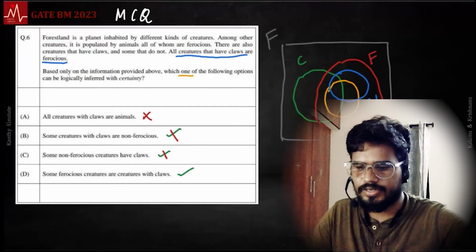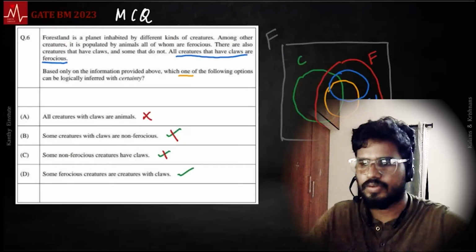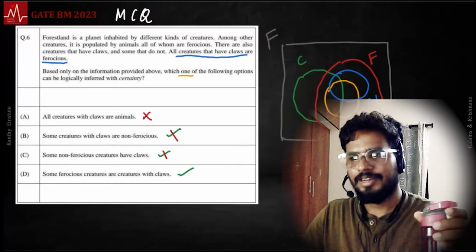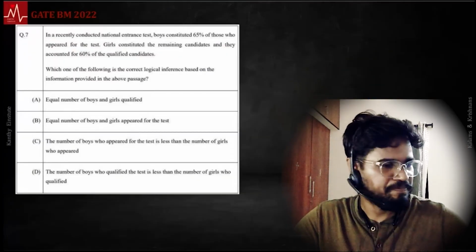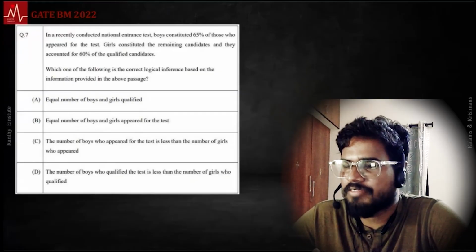Yeah. So one of you pointed that mistake also. All creatures have claws or ferocious. That was done incorrectly. Let's get to the next one. Jaws, sharks and all will fight later.